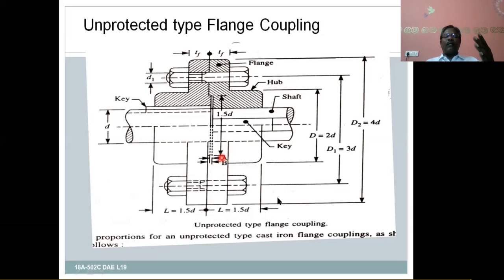Once again, let us see the unprotected type of flange coupling. This is small d, which is the diameter of the shaft, and this is capital D, which is the outer diameter of the hub, whereas the inside diameter of the hub is the diameter of the shaft itself. And this is the pitch circle diameter, 3d, and this is D0, we can call it 4d, the diameter of the flange, and tf is the thickness of the flange. This is all about the unprotected type flange coupling.